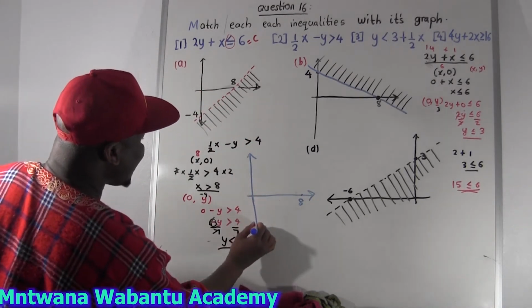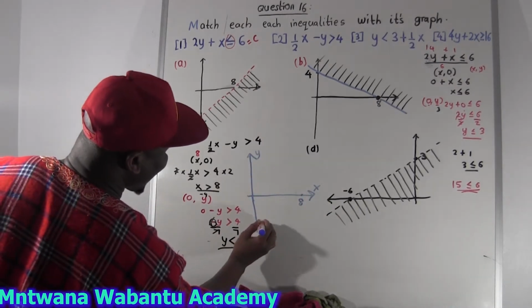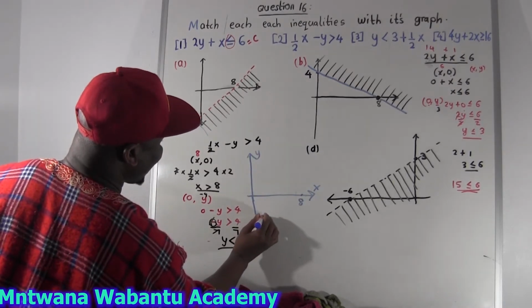So this is the y-axis, this is the x-axis. So y equal to negative 4 means somewhere here. Let's say this is positive y, and negative 4 is somewhere here.